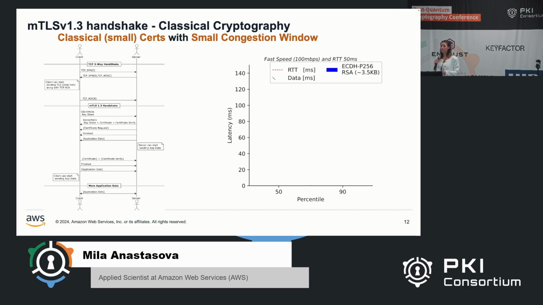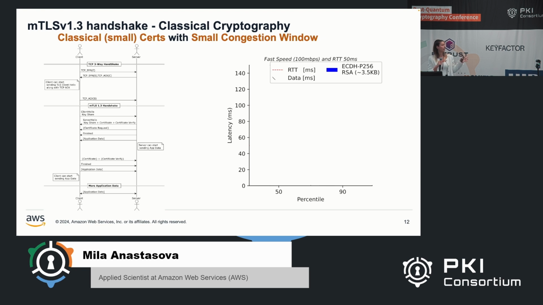In other words, in this slide, we're going to discuss the classical, in other words, small certificates, considering small congestion window sizes. On the left-hand side of the slide, we're going to follow the communication flow as we have already discussed it in order to introduce the different round trips. And on the right-hand side, we're going to see the corresponding latency in milliseconds, where we're going to represent the median, the 15th percentile, and the 19th percentile over 1,000 samples.